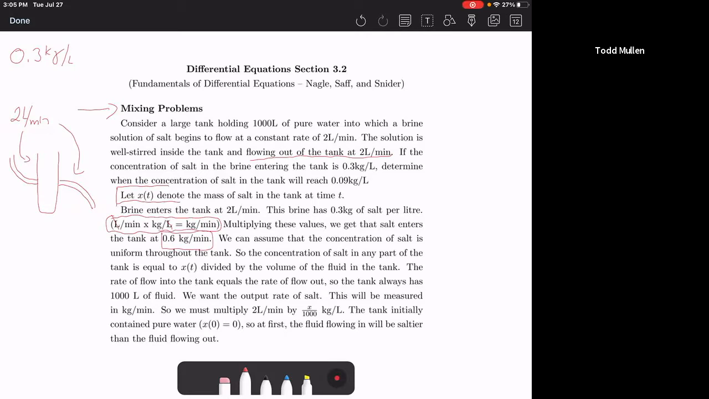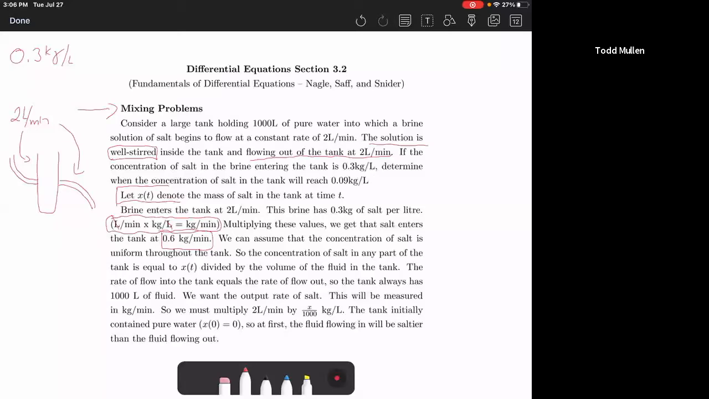Now, we can assume that the concentration of salt is uniform throughout the tank. And the reason for that is that the solution is well stirred. When the problem says that, that is to imply that everything is stirred rather uniformly. So, the concentration of salt in any part of the tank is equal to x of t divided by the volume of the fluid in the tank. The rate of flow into the tank equals the rate of flow out. So this is fairly simple. The tank always has 1,000 liters of fluid.